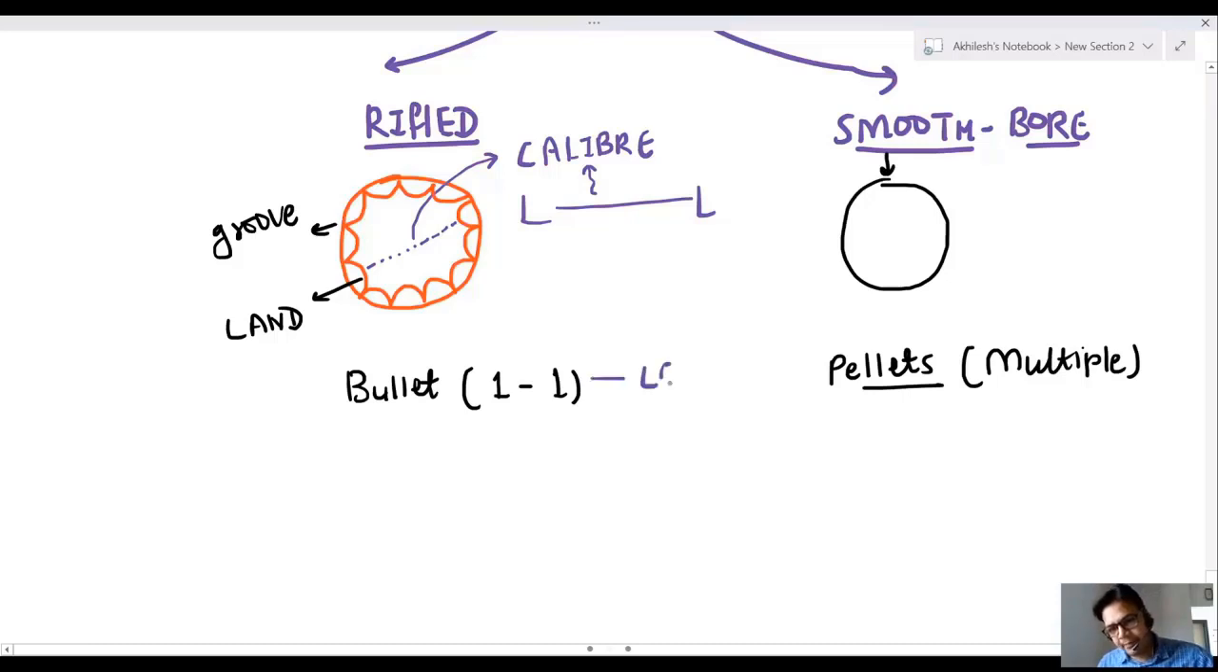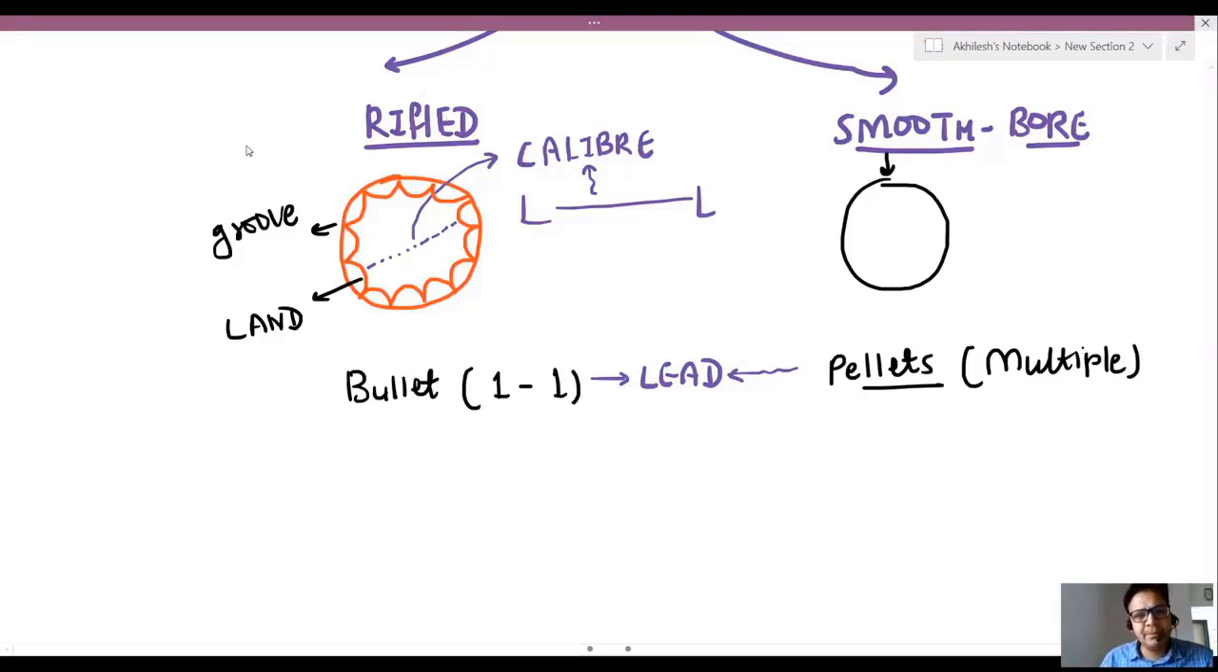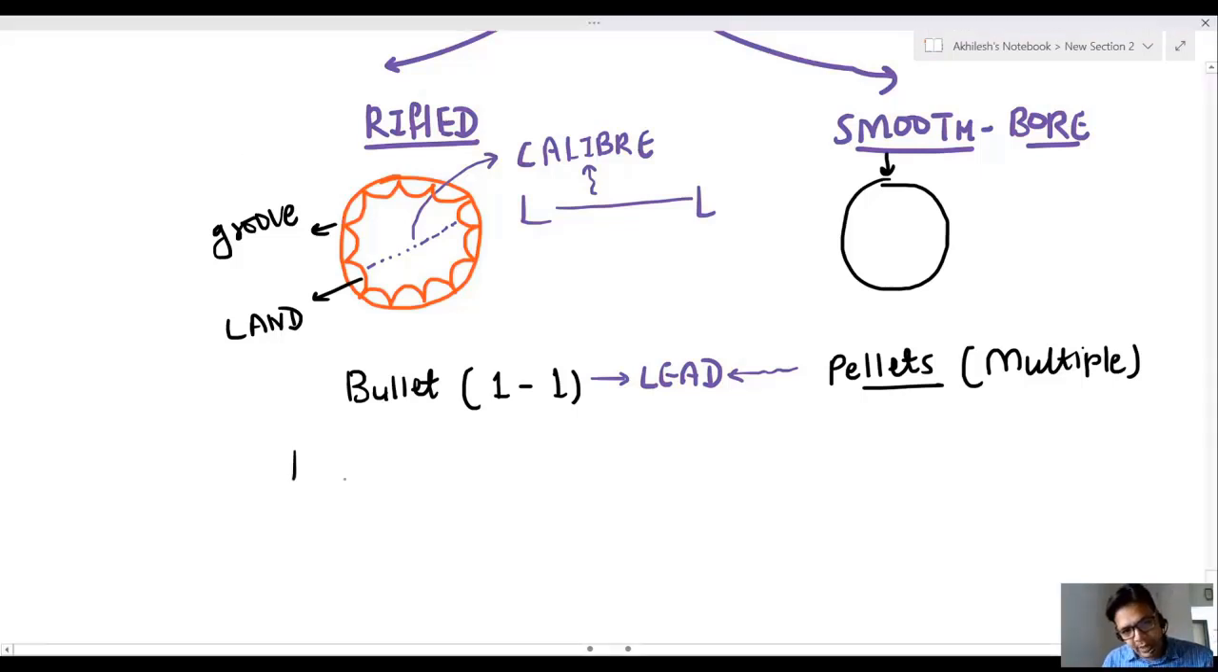Bullet and pellet both are composed of lead. But bullet comes one by one and pellets come multiple. Friends, bullets are coming one by one. Bullet has rotation. Because bullet is coming through the land and groove, rotation is present here; here, rotation is absent.